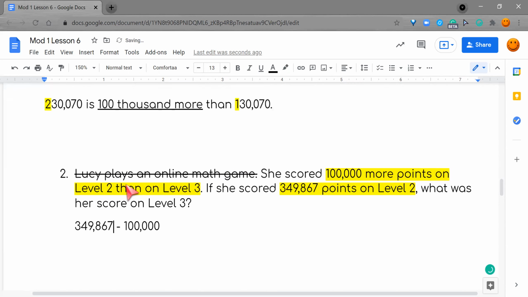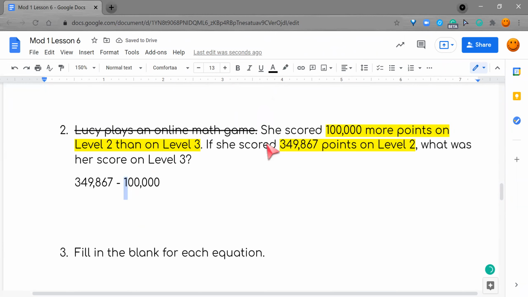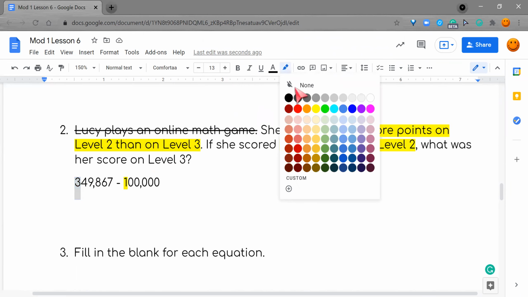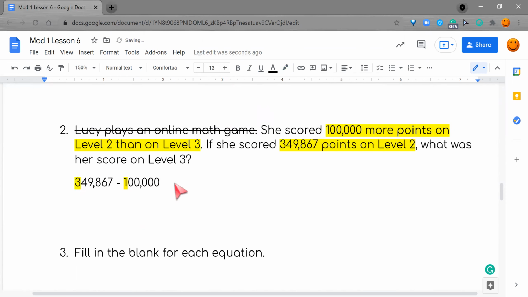So now I'm going to take the 349,867. And again, I see my 1. So I'm going to quick highlight this so I can see it better. And then highlight the 3 because it's in the 100,000 place, just like the 1 is. And now I'm going to subtract 3 minus 1. Yes. 49,867 minus 0. Great job. I didn't confuse you at all there. Sometimes I think I try to trip you up to see if you're paying attention, but you guys got that. You noticed anything minus 0 is the same number.